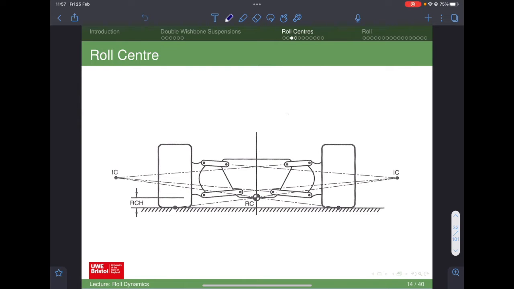So you do that for the left wheel. For the right wheel, you've got the same instant centre, slightly wider. Again, a line between the instant centre and the centre patch of the contact of the wheel. Where those cross, that's your roll centre.